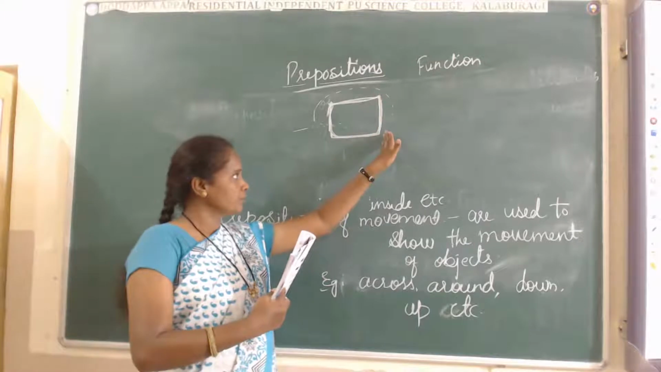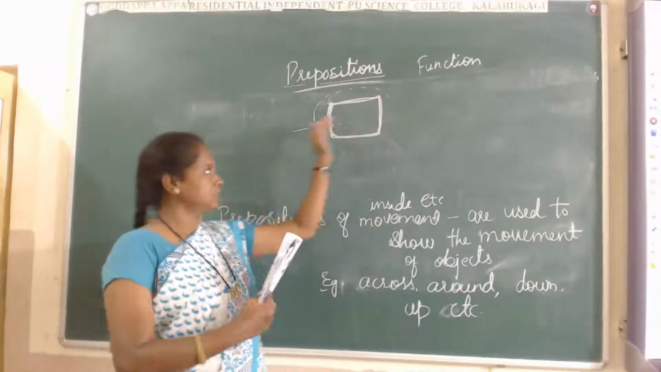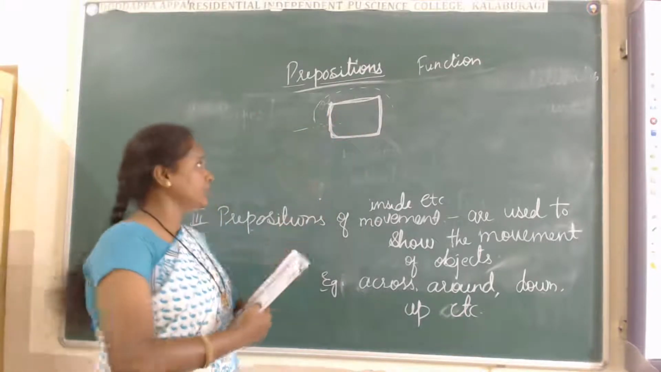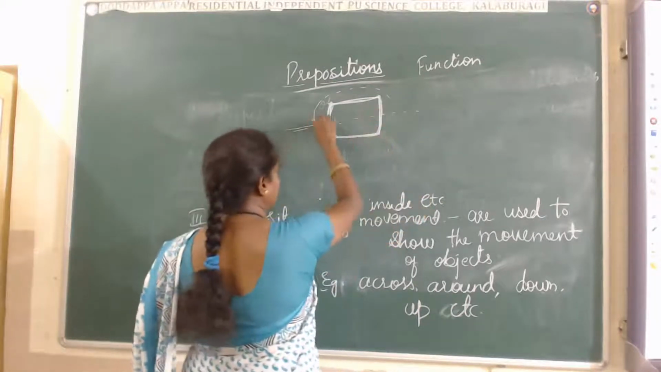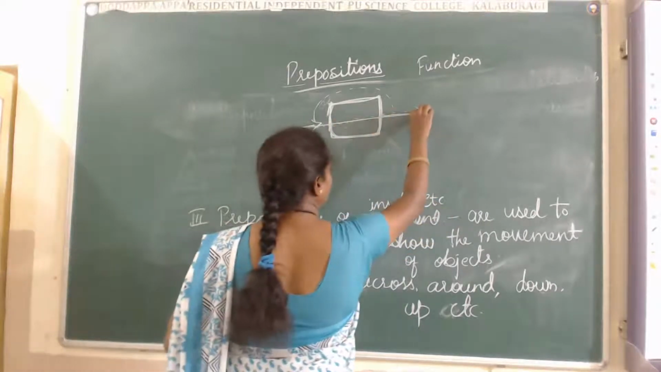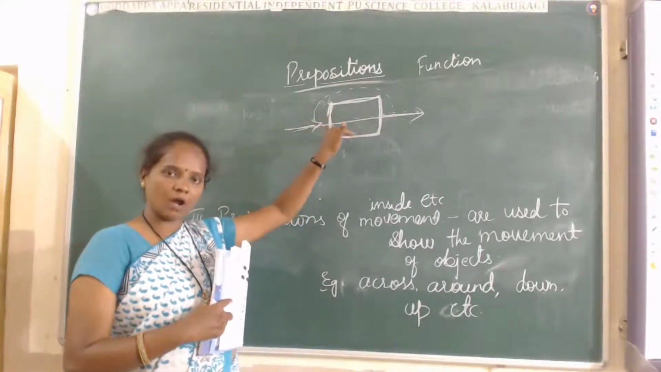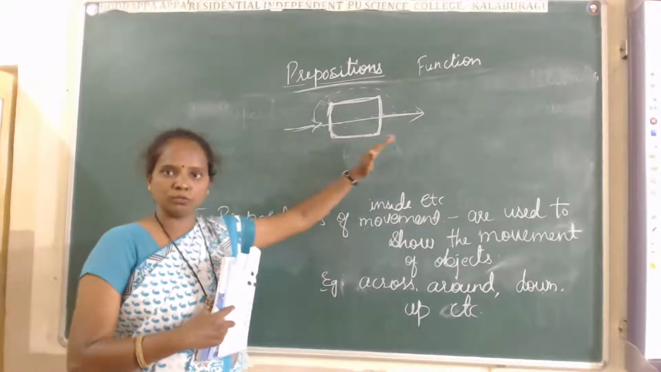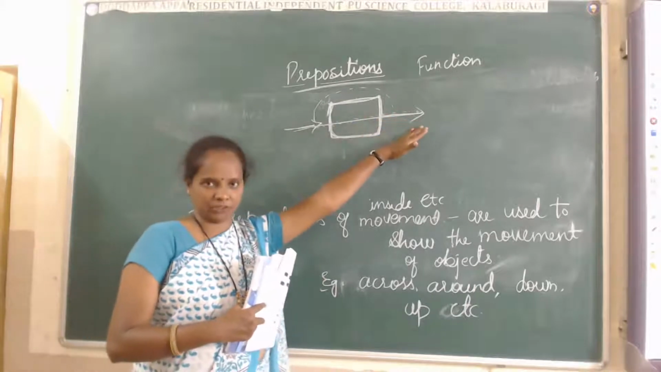There is no exit, only an entrance. When we are entering the box, we say into the box. If it enters and exits from here, what happened? Through the box. The snake crawls through the hole. It means it enters and it exits.